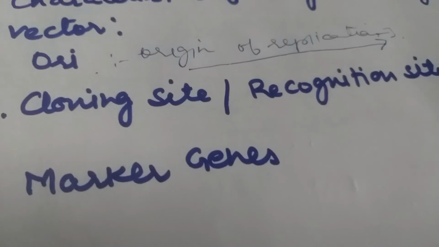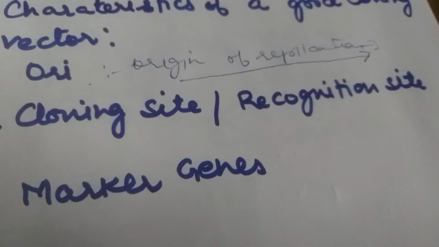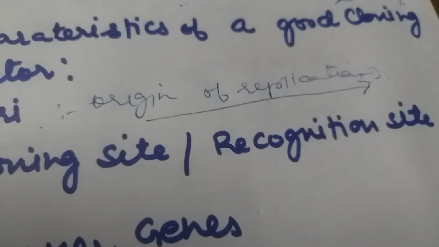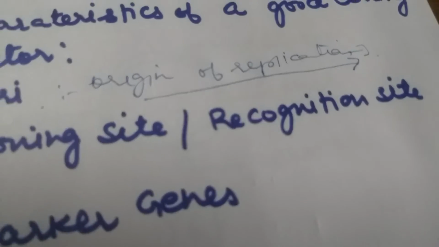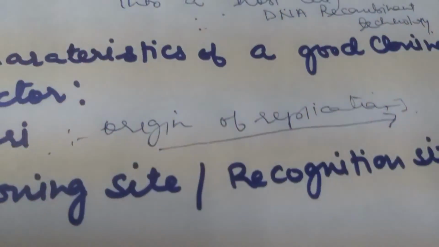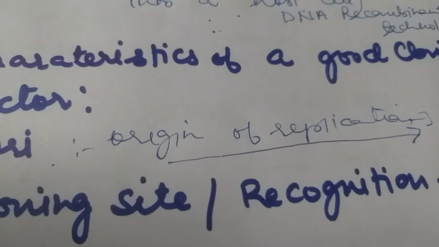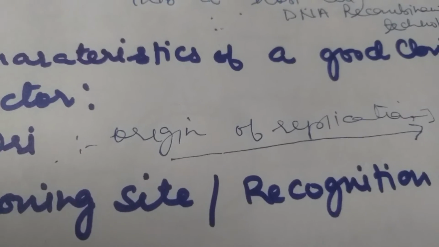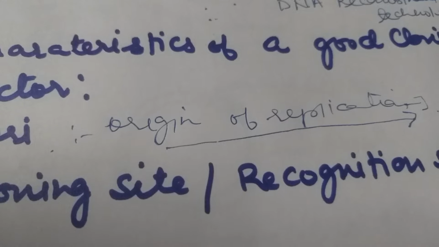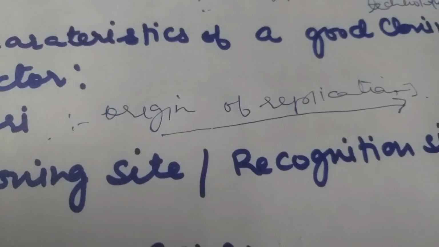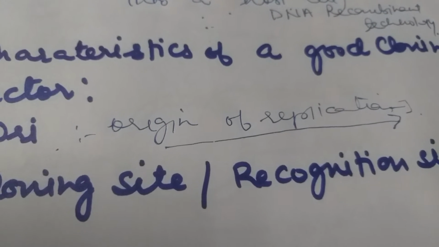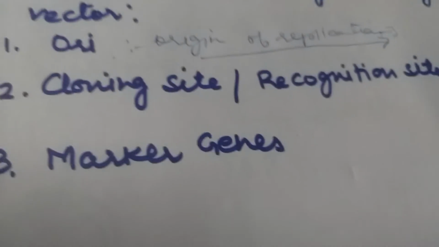Then another feature a cloning vector must have is the cloning site, also called the recognition site. As I said, when the insert is integrated to ORI, it would replicate along with the vector or vehicle DNA within the host cell where you have introduced it. The sequence also controls the copy number of the linked DNA. So usually a vector has a high copy number per host cell.